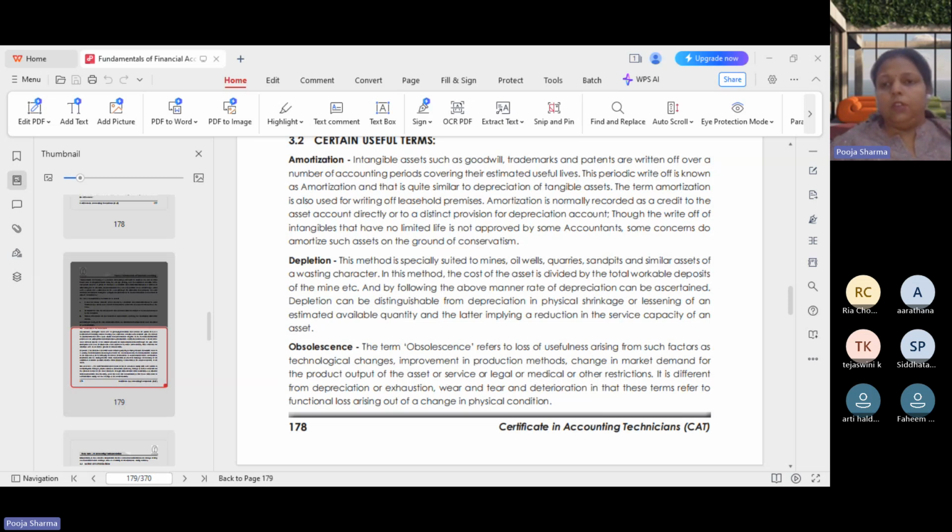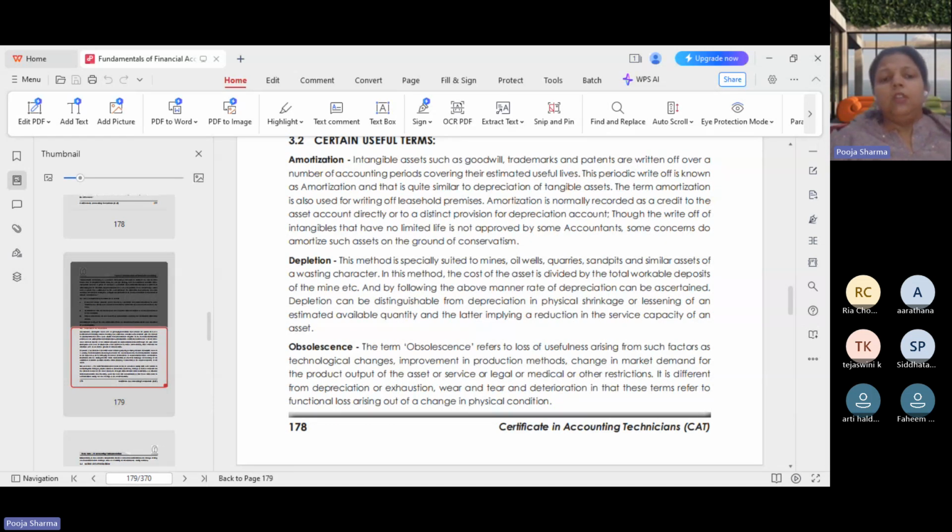Now next, let's move toward the next key term. Let me share the book first. We will try to cover all the topics within the time. Please ask if you have any query.